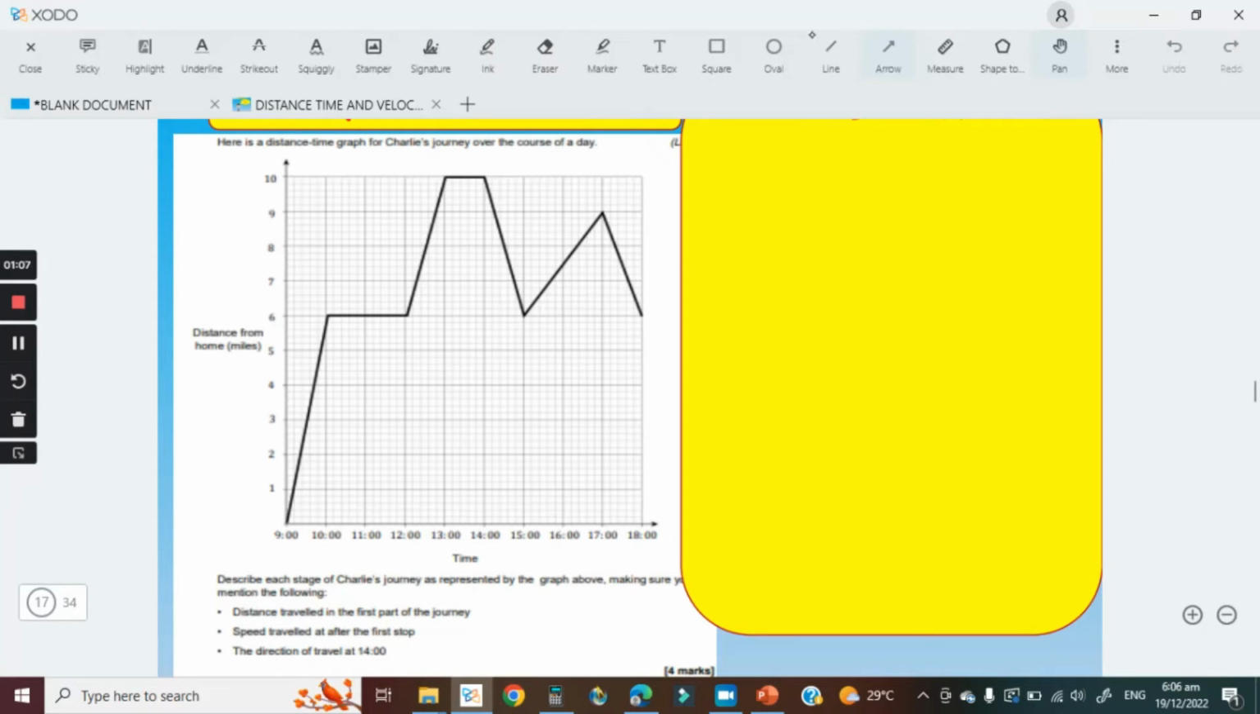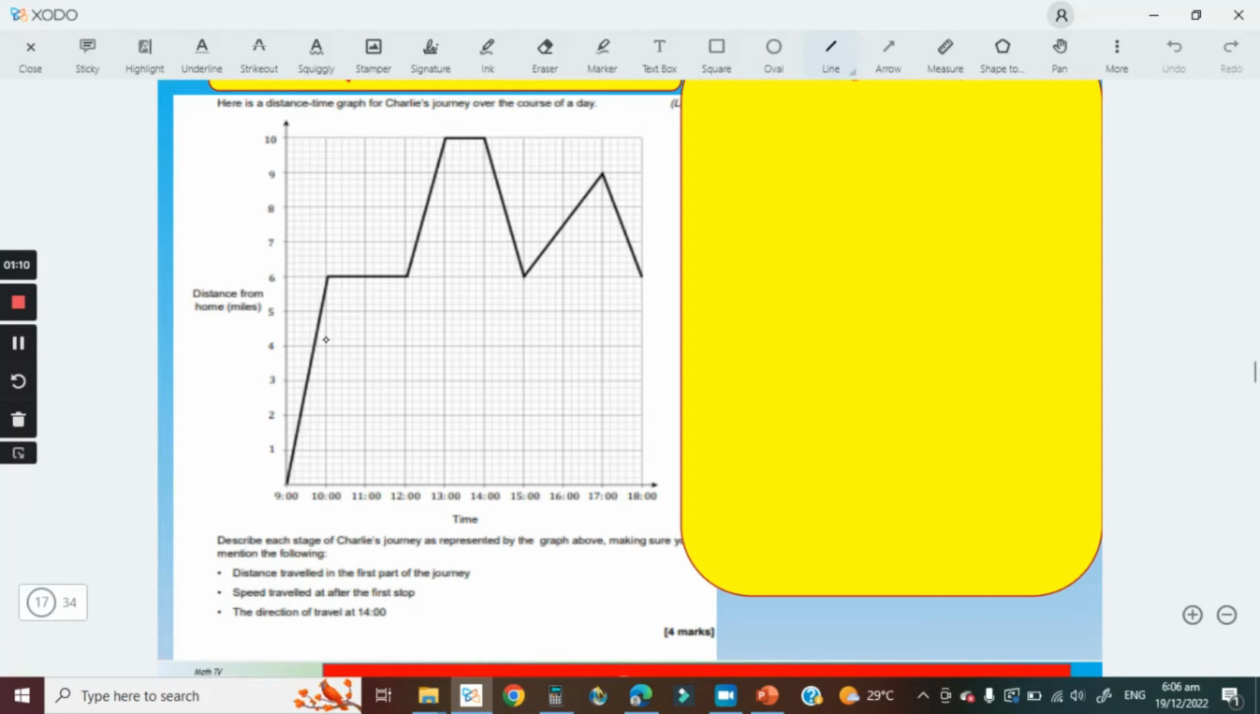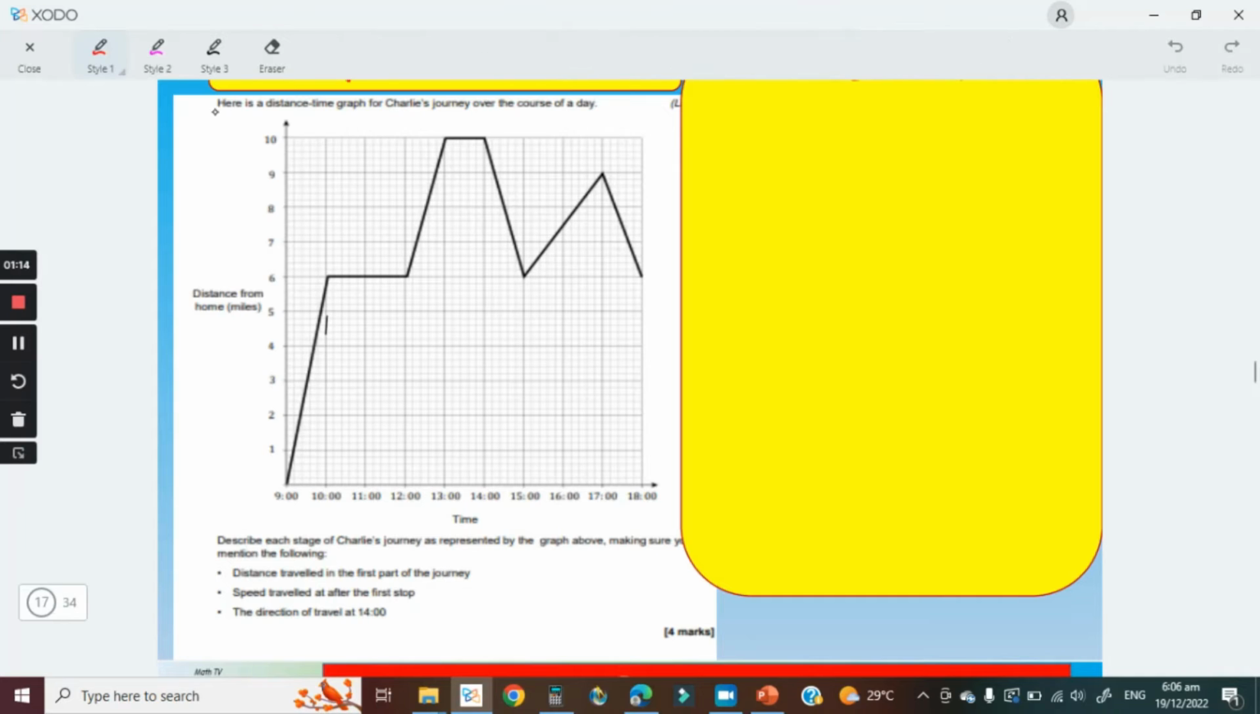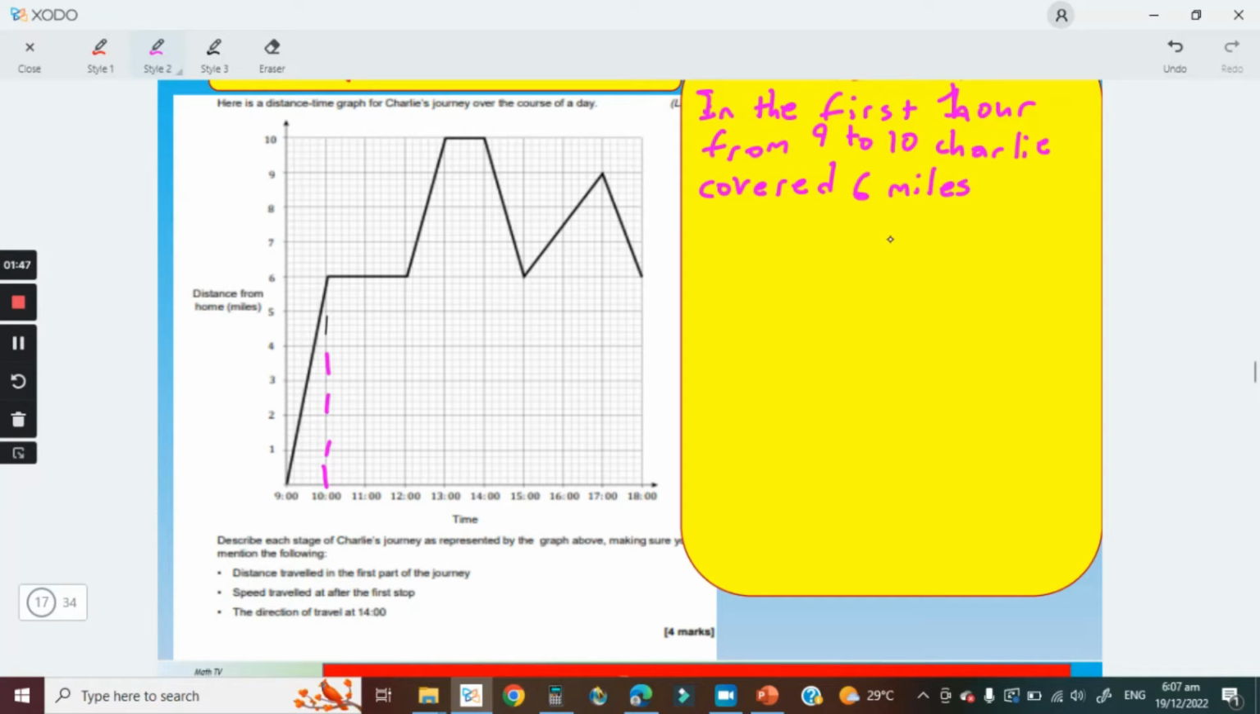So let's go ahead and do that. The first thing I want you to observe is what was happening in the first hour. In the first hour, from 9 to 10, Charlie covered 6 miles. You can even tell them the average speed. His average speed is 6 miles per hour in the first hour, because that's what he did.